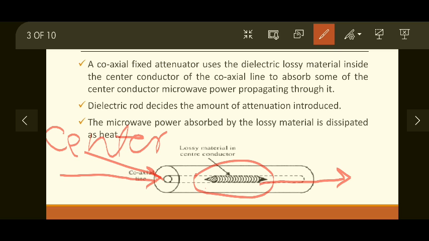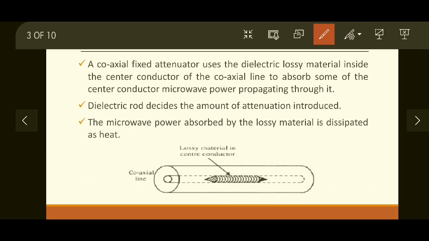The microwave power absorbed by the lossy material is dissipated as heat. Power is also one form of energy, and as we all know, energy cannot be destroyed. That means you have to convert it into another form. So the power inside a microwave signal must be converted into some other form, and for this type of material that form is heat.